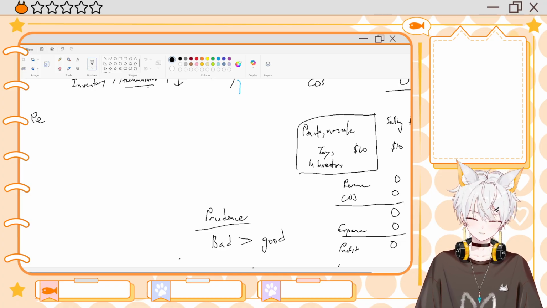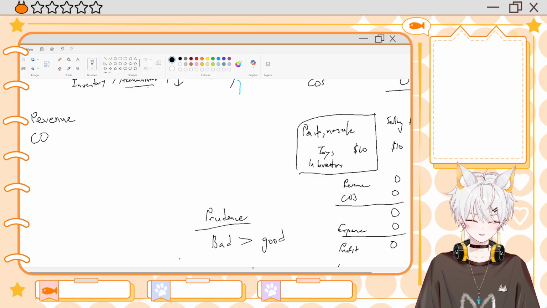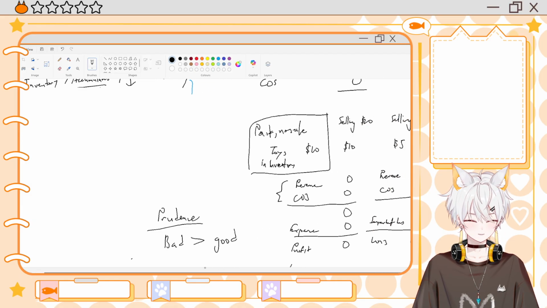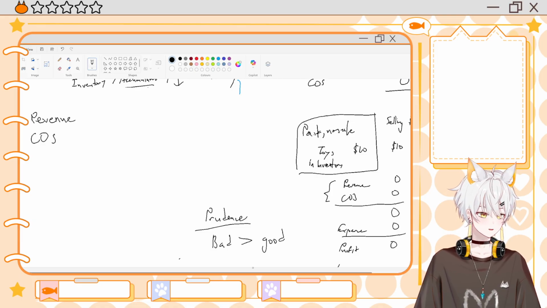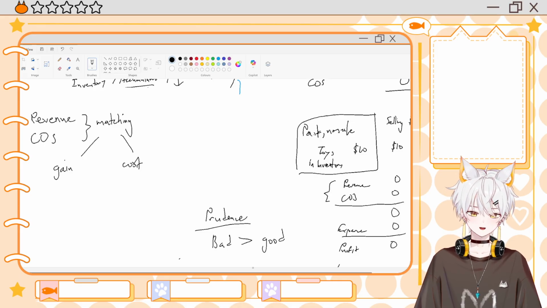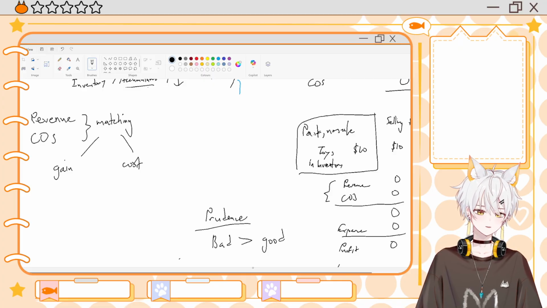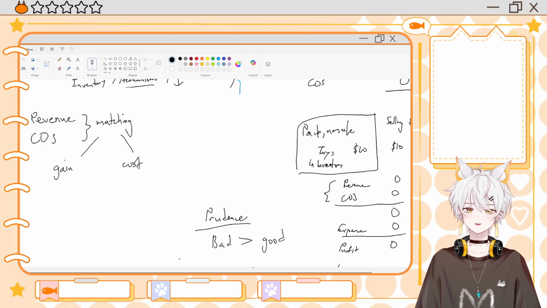I think it's also good to introduce a few other accounting concepts. You remember just now I said that revenue and cost of sales go together? This is basically the matching principle. Basically, you match any gain with a cost, because you can't really gain anything for free. Nothing is truly free in this world. There's always a cost to it. Even donations have strings attached.